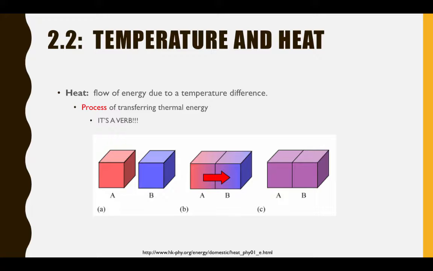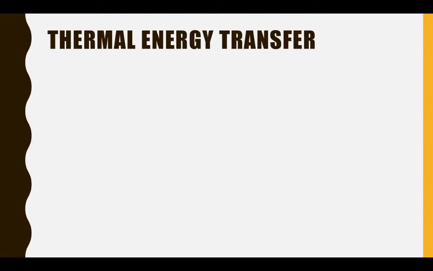Whenever objects of different temperatures come into contact with each other, the process of heating allows thermal energy to be transferred from the hotter object to the cooler object until thermal equilibrium is achieved. So in this class, instead of the term heat as a noun, we're going to use the term thermal energy.